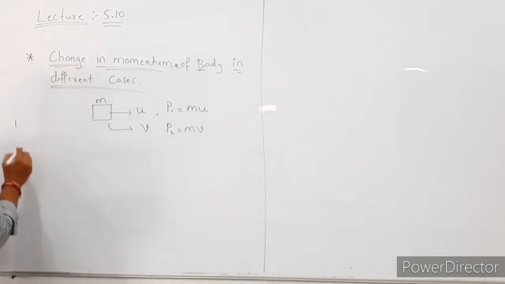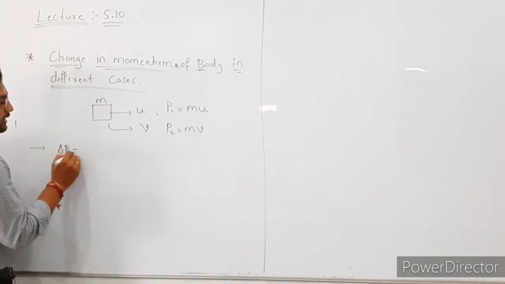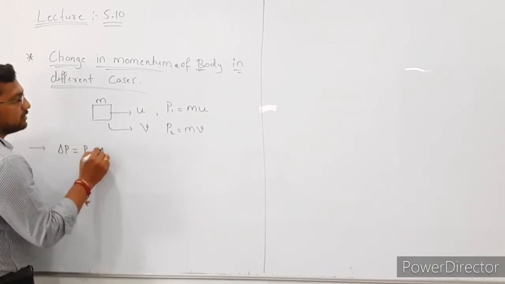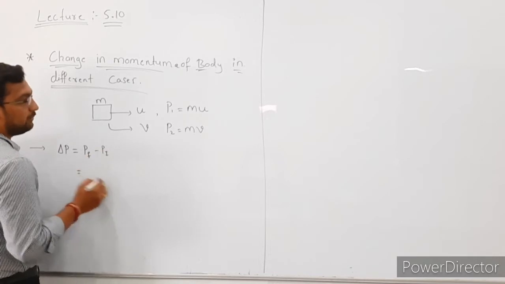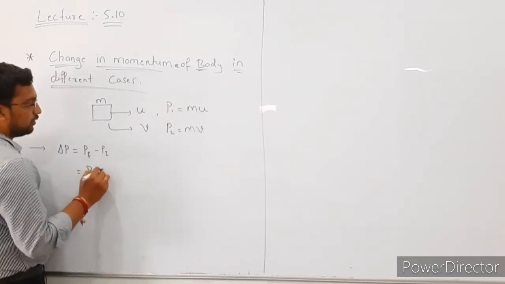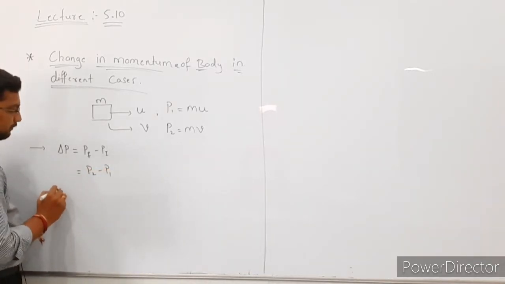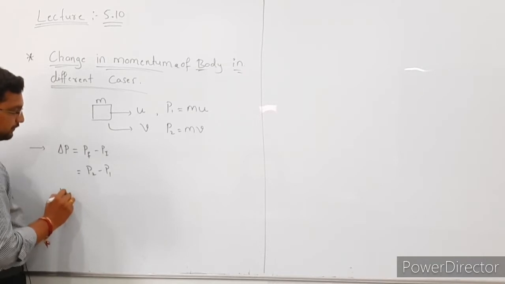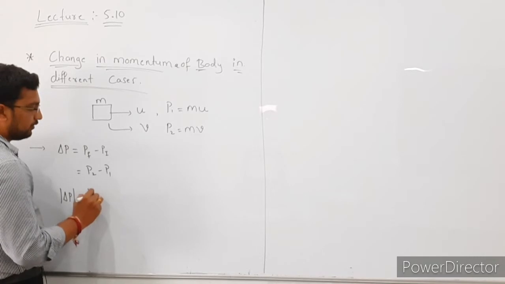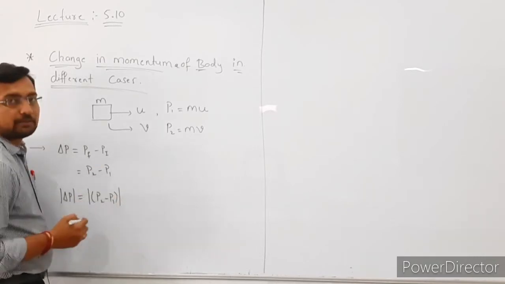Okay, see here. In this case we are going to find the change in momentum. The change in momentum is the final momentum minus the initial momentum. Here the final momentum is p2 and the initial momentum is p1, so this is equal to p2 minus p1. Next we want to calculate the magnitude of change in momentum, that is equal to the magnitude of p2 minus p1.